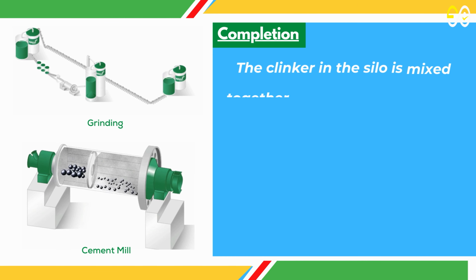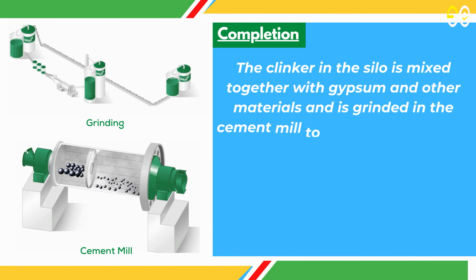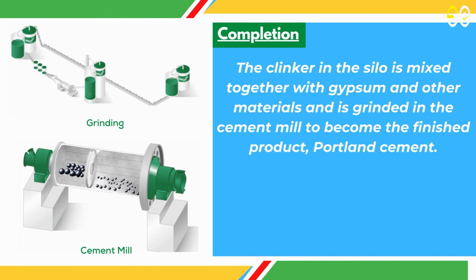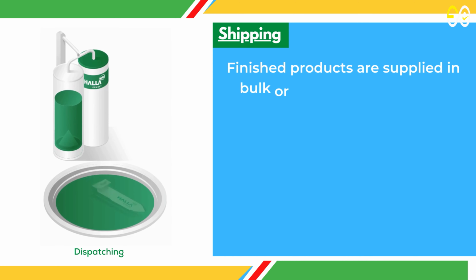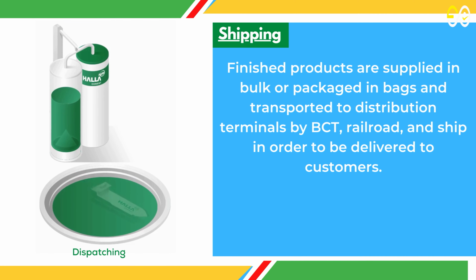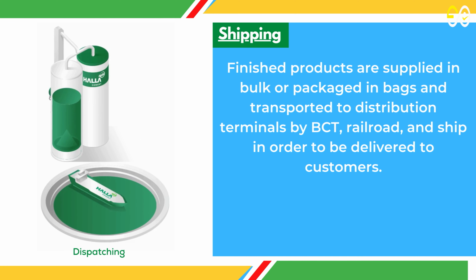Completion. The clinker in the silo is mixed together with gypsum and other materials and is ground in the cement mill to become the finished product, Portland cement. Shipping. Finished products are supplied in bulk or packaged in bags and transported to distribution terminals by BCT, railroad, and ship in order to be delivered to customers.